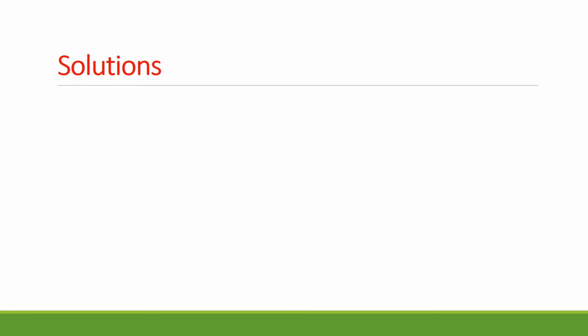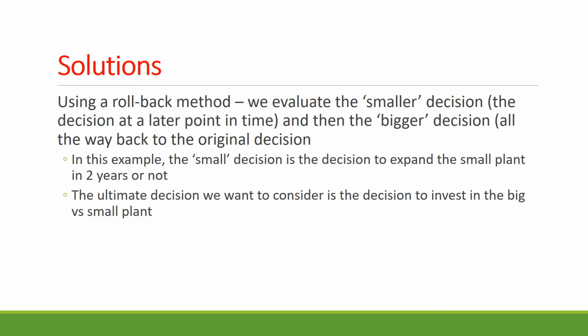So once we have the decision tree, we can then look at how to use the decision tree to analyze the project's NPV. What we want to do here in decision tree analysis is use a rollback method where we evaluate the smaller decisions, the decisions that we make at a later point in time, and we work backwards, right? So we start from the smaller decision, then we work backwards to solve the big decision.